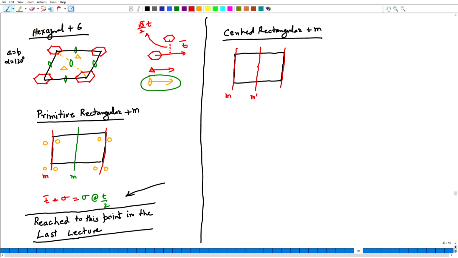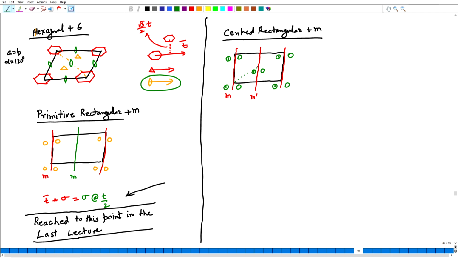Let me put some motifs also in this. I put a right handed motif here, the mirror reflects and makes it left handed. Translations will take both the motifs, right handed and the left handed, to every lattice point. And there is also translation to the centered lattice point as well, and that would put the motifs out here.